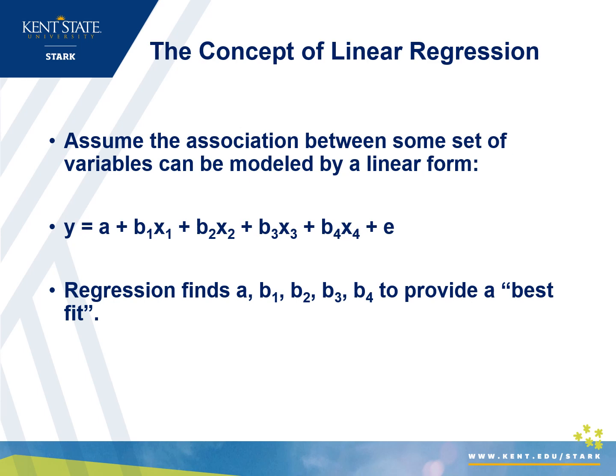So we start by assuming the association between some set of variables can be modeled in a linear form. That is, where one variable, we'll call that the dependent or the response variable, can be written as a function which includes an intercept term and a number of other terms, each of which is a slope times some independent or explanatory variable. Finally, recognizing this model isn't going to be perfect, we include an error term. The goal of regression is to find the intercept and slopes that provide the best fit for the data we have, which in turn will allow us to make predictions of our dependent variable, depending on knowing the independent variables.